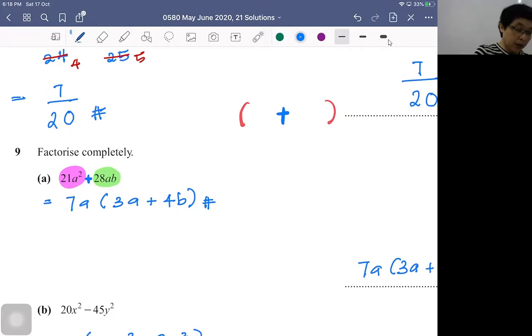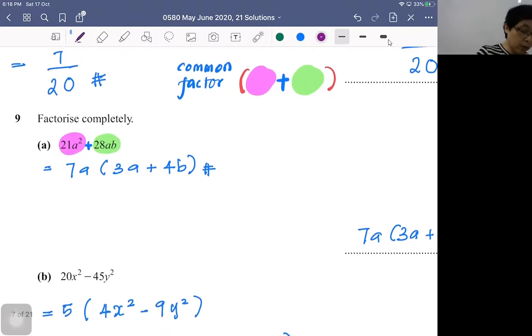Then there must be a purple item here, and a green item here. And then what are we supposed to put in front? The front is supposed to be the common factor that's shared by both of these terms. That is the general idea. Let's take the 21a squared and break it down to its factors. 21 can be made by 7 times 3 times a, and that gives you 21a squared. Then 28 you can get by 7 times 4 times a times b.